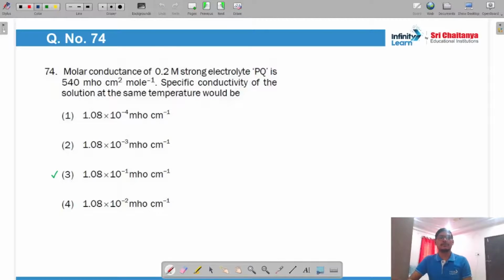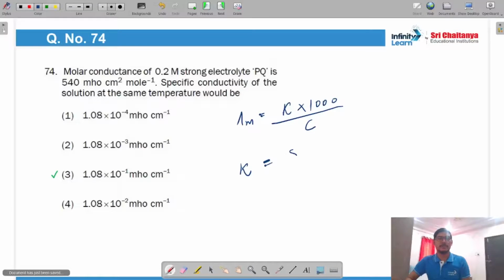Molar conductance of 0.2 molar strong electrolyte is given, find the specific conductance. So it's simple, guys. Molar conductance, we know, is kappa into 1000 divided by concentration. So the specific conductance would be the molar conductance, 540 Siemens centimeter square mole inverse, multiplied by the concentration, which is 0.2 divided by 1000. So you can calculate, this will come out to be this much.